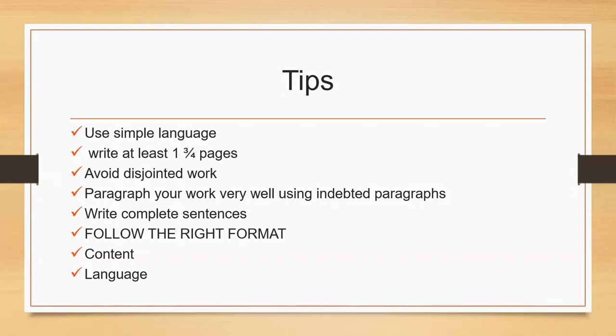So brevity is very important because it is penalized. Then avoid disjointed work. We are going to look at this when we are looking at the samples. When you see your work has something like disjointed script or DS, it means your work is disjointed. And every time your work is disjointed, you lose marks. But what do we mean by disjointed work? Skipping of lines. Avoid skipping of lines.